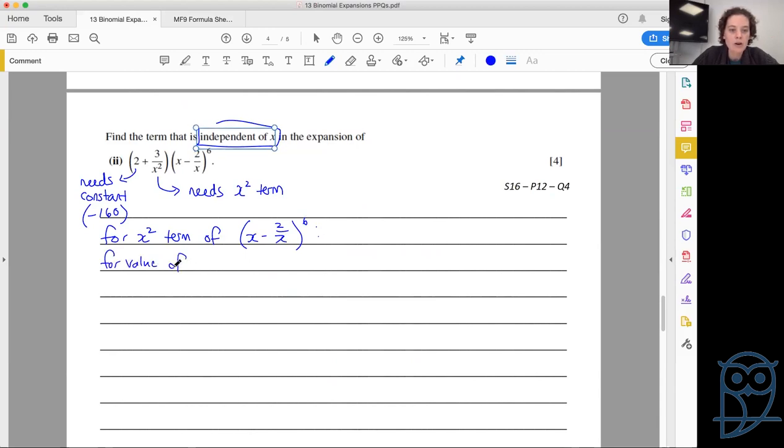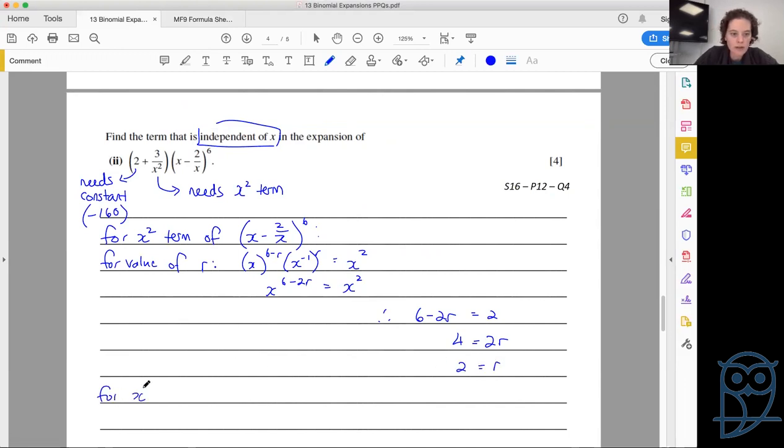For the value of r, we have x to the 6 minus r, times x to the minus 1 to the r, equals x squared. So x to the 6 minus 2r, we did it long-handed last piece, equals x squared. Therefore, 6 minus 2r equals 2. So 2r equals 4 and r equals 2.